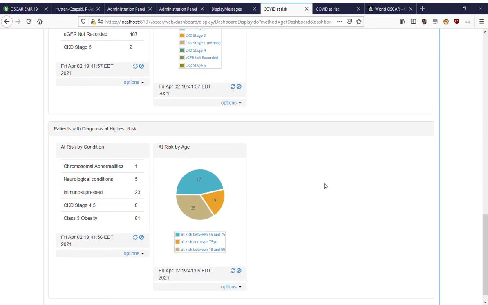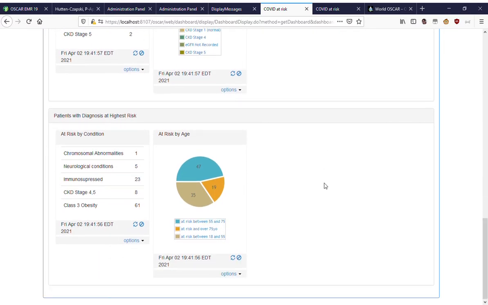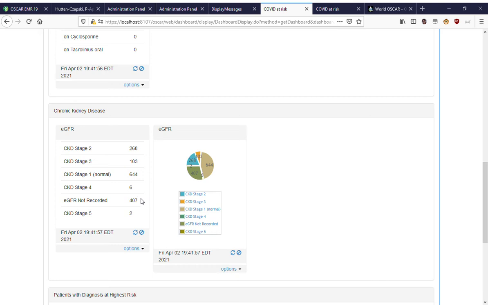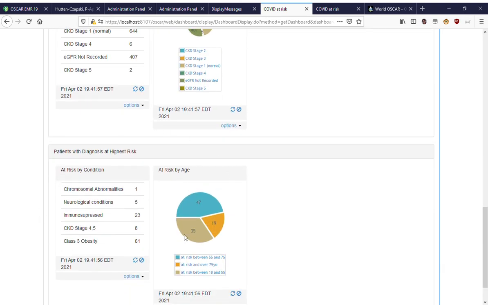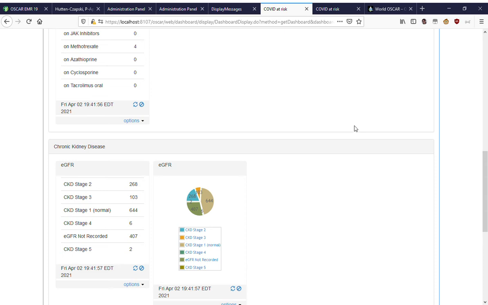And here are the people who are at highest risk. And once you have gone through your charts and labeled, and we'll show you how to bulk label your charts with particular conditions in the disease registry, then these charts, the patients with diagnosis at high risk, will be populated and up to date.